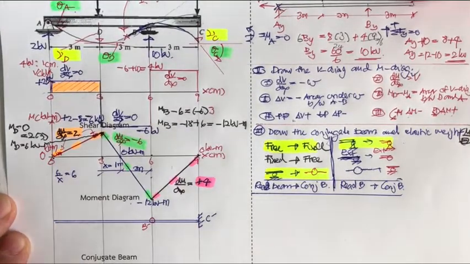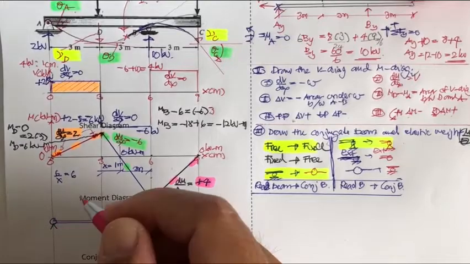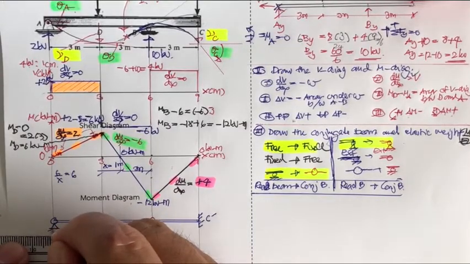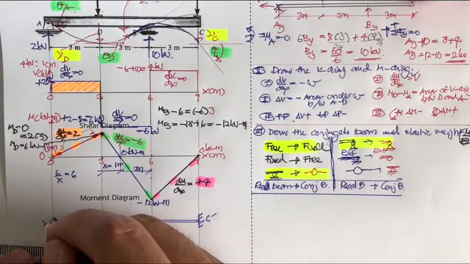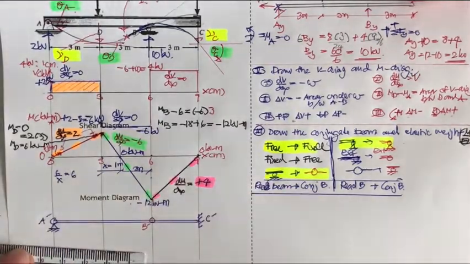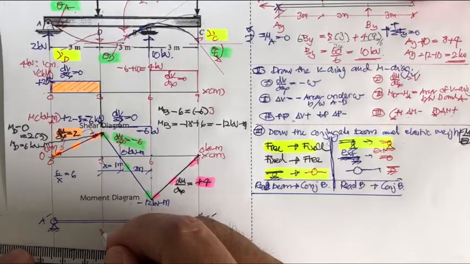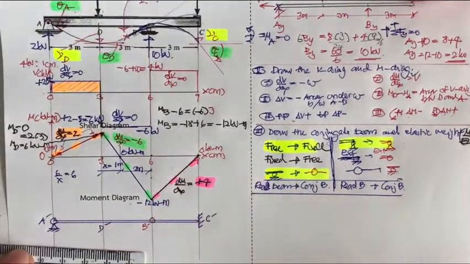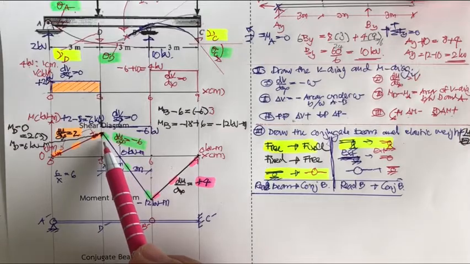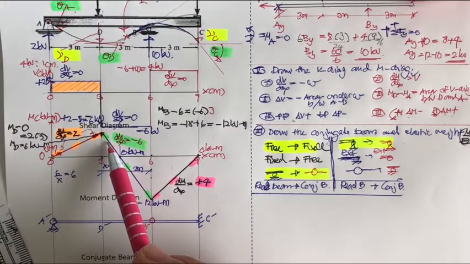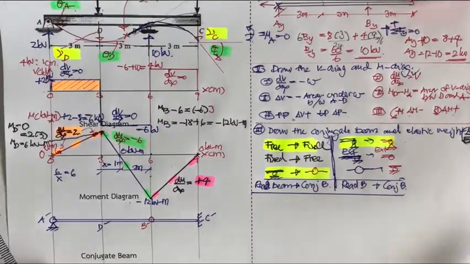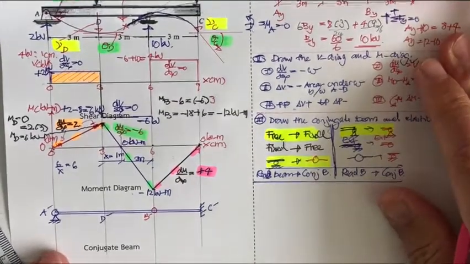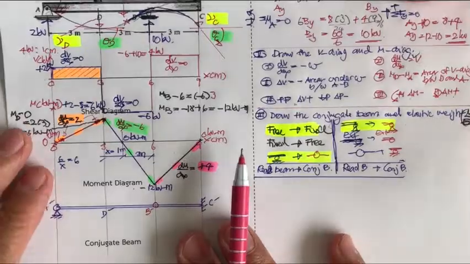So beware about this. This is going to be the external pin. Okay, that is the conjugate beam, and this is going to be the A prime and this is going to be the D prime. And now we're going to make the moment to be what? To be the elastic weight. To make the moment to be the elastic weight, we're going to do some copying.